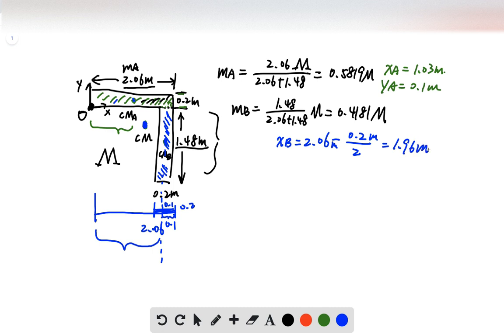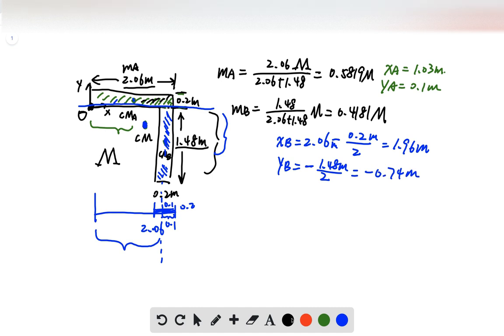So this is just pure geometry. And what about the Y? For Y, this is Y equals 0, and this is just half of 1.48. So YB equals negative half of 1.48 meter, which is negative 0.74 meter.